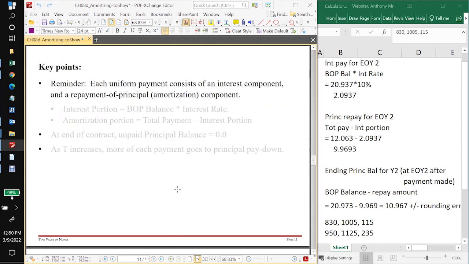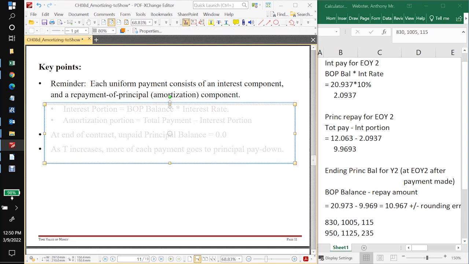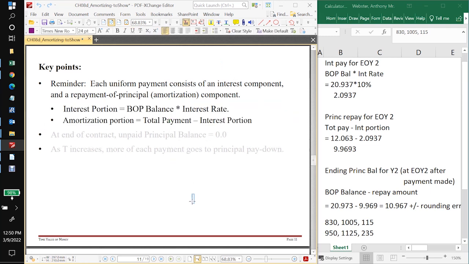All right, so what are some of the key points of this? First thing is, let's remember that the whole idea here is that each uniform payment consists of an interest component and a repayment of principal component, or an amortization component. And as we learned on the previous page, the interest portion is always, for that period, the beginning of period balance times the interest rate, and the amortization portion is always the total payment minus the interest portion.